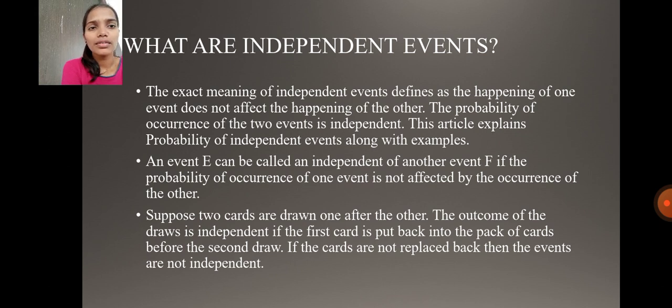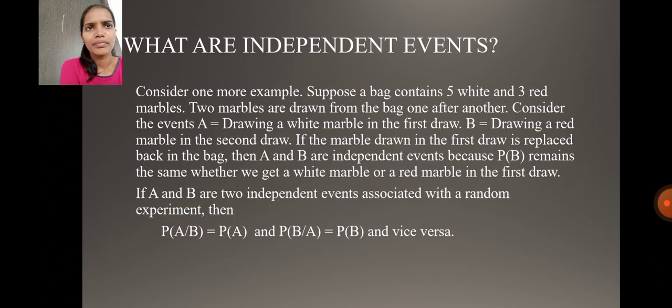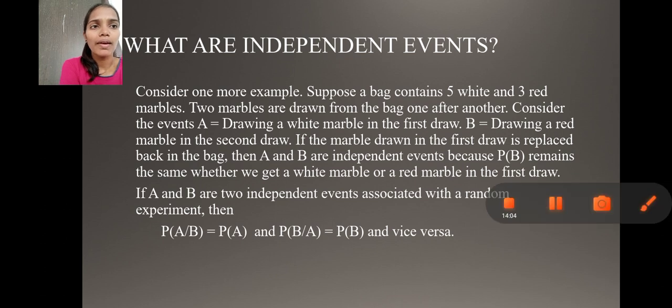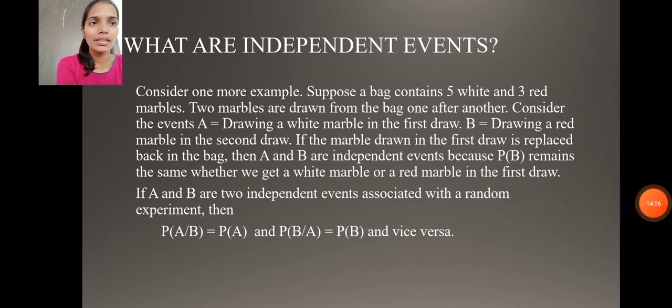Suppose two cards are drawn one after the other. The outcome of the draws is independent if the first card is put back into the pack of cards before the second draw. If the cards are not replaced back, then the events are not independent. Consider one more example. Suppose a bag contains 5 white and 3 red marbles. Two marbles are drawn from the bag one after the other. Consider the events A equals drawing a white marble in the first draw, B equals drawing a red marble in the second draw.